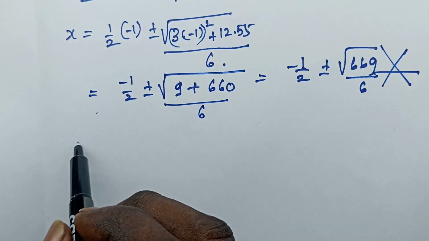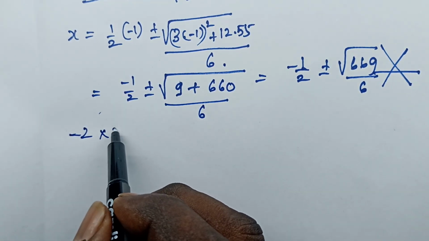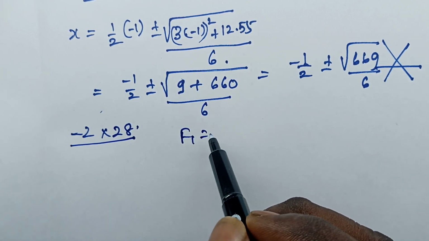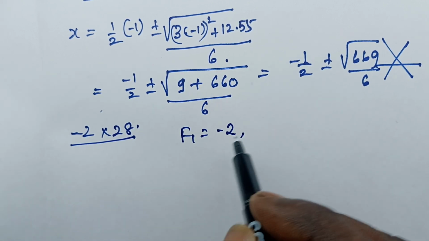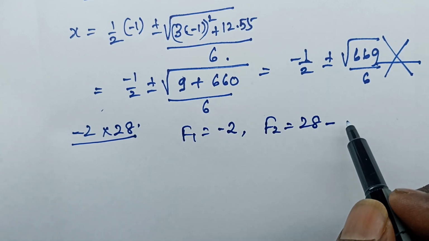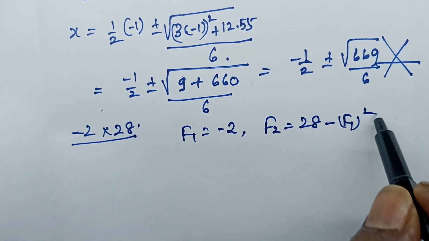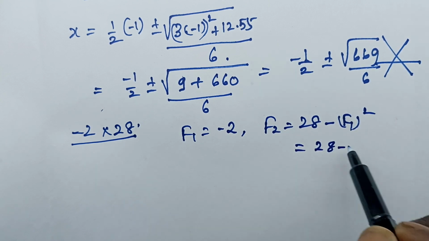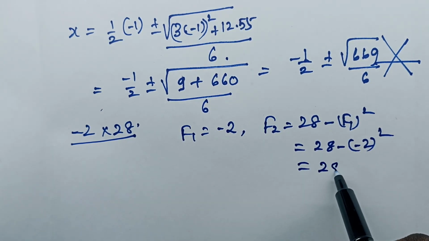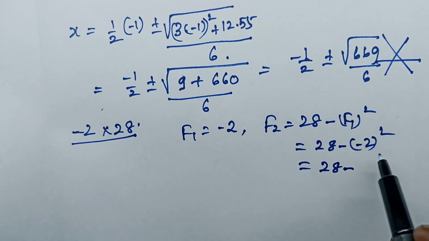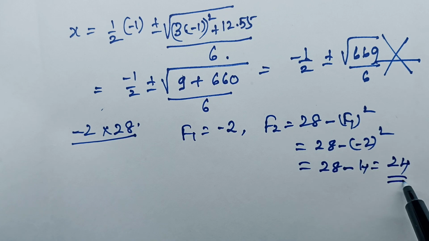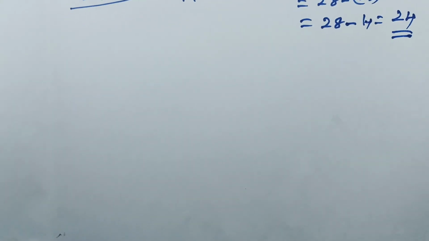Take another one, minus 2 into 28. f1 equal to minus 2 and f2 equal to 28. f2 minus f1 squared is 28 minus 2 whole squared. So 28 minus 2 squared, 4, equal to 24. So substitute the value.